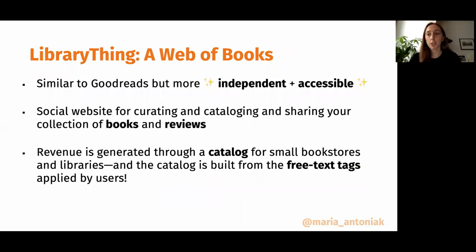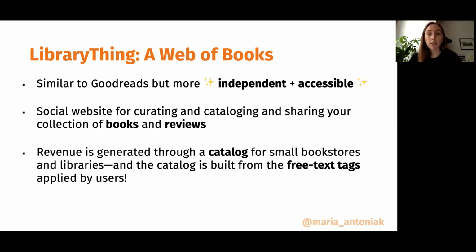We focus on one large online reading community, LibraryThing. LibraryThing is very similar to Goodreads. LibraryThing is smaller, but its data is more accessible to users and researchers. And unlike Goodreads, LibraryThing has maintained its independence from Amazon, and for revenue, it sells a catalog to libraries and bookstores. This catalog is based on the sets of free text tags applied by LibraryThing users.